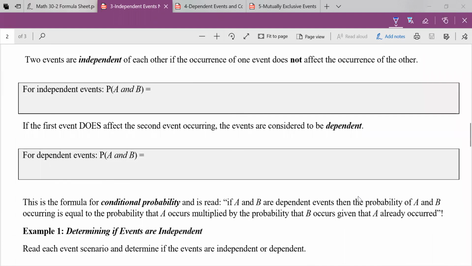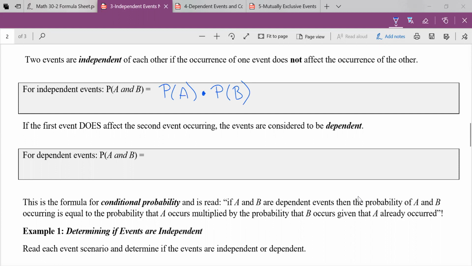So two events are independent of each other if the occurrence of one event does not affect the occurrence of the other. So how we write this is we've got two events, P(A and B). Okay, it's really easy. They're independent of each other. So we find the probability of the first event happening. And because they're independent, we can just find the probability of the second event happening, and we multiply them together. So remember that the word and in mathematics means multiply.